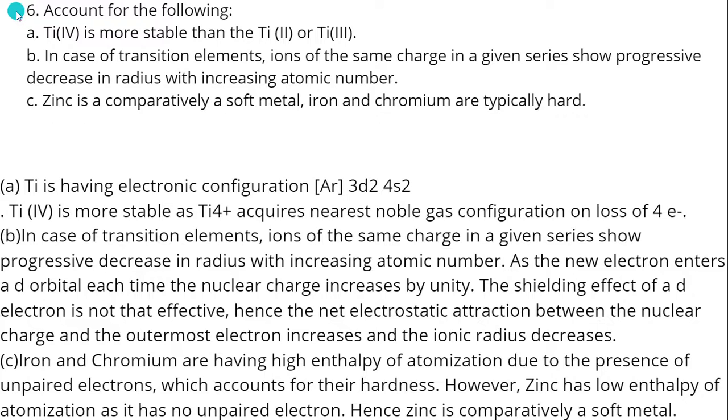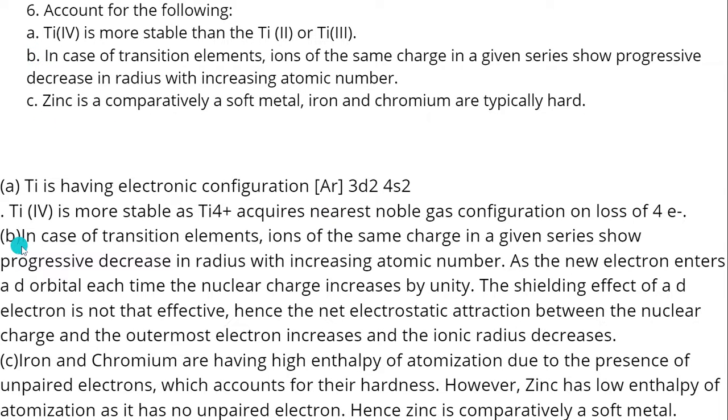Moving on to question number 6. It has three options, 1 mark each. Ti4+ is more stable than Ti2+ or Ti3+. Why? Ti has the electronic configuration 3d2 4s2. It is more stable in the Ti4+ form because it acquires the noble gas configuration by losing 4 electrons.